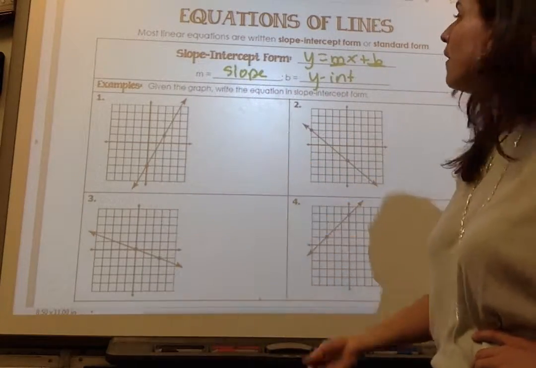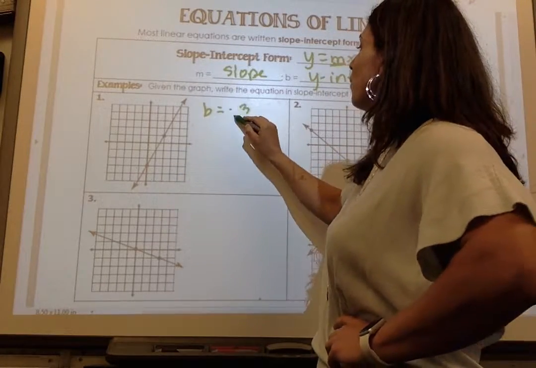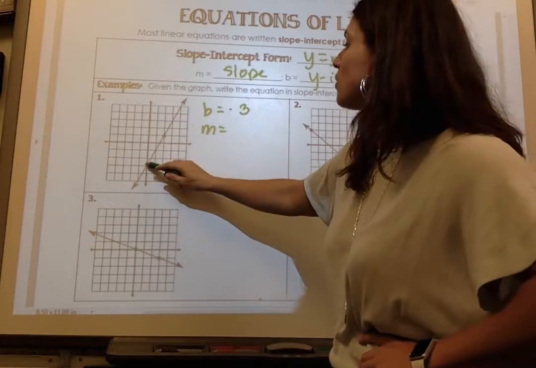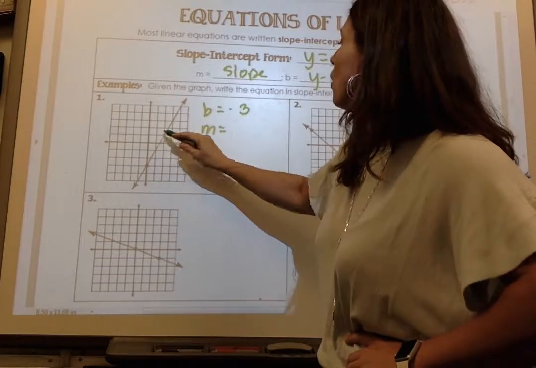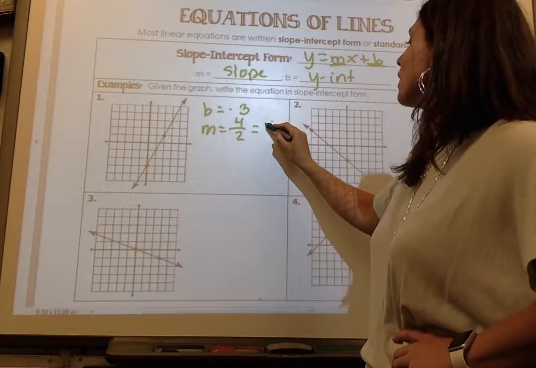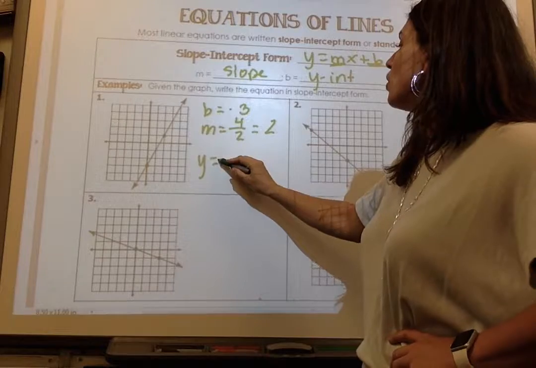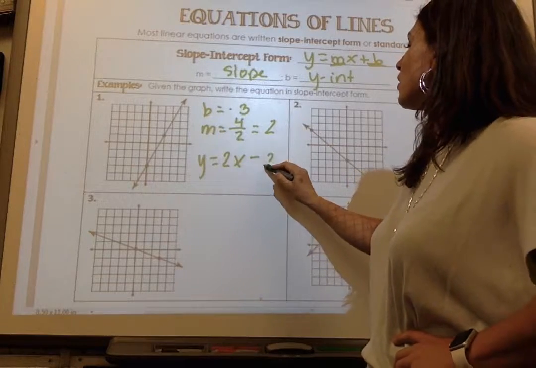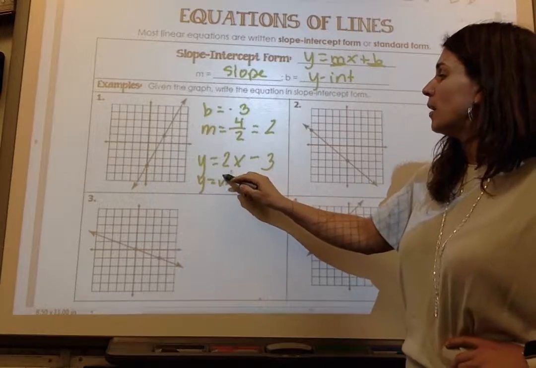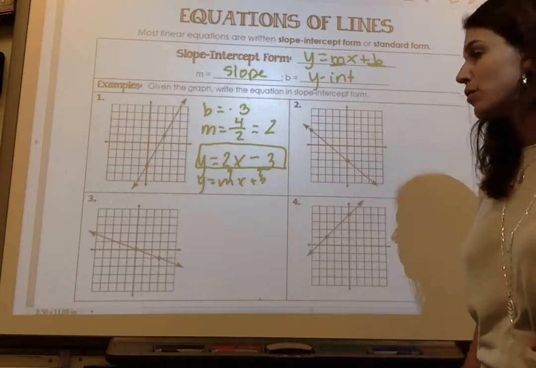If I'm given a graph, I can simply find the beginning point, which is -3. So my b is -3. My slope, remember, is rise over run, change in y over change in x. I'm going to go up 2, 3, 4 over 2. But I'm always going to reduce my fraction to get 2. So now I can put it in the form y equals 2x minus 3, because in y equals mx plus b, my m is 2 and my b is -3. So my final answer is y equals 2x minus 3.